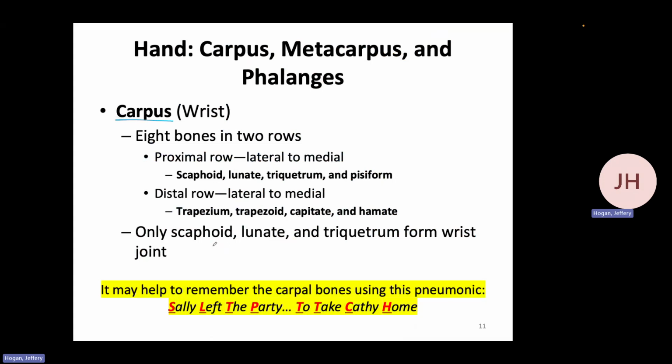So in the first row, only the first 3 are forming that wrist joint with the bones, the radius and the ulna. The pisiform is sort of sitting in front of the wrist, not participating, not articulating there. So we have a mnemonic device.